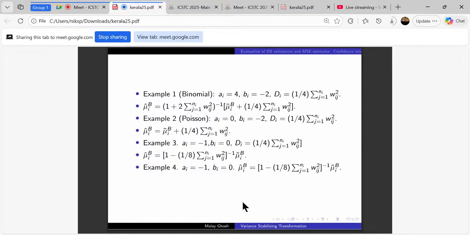Sample binomial, just a matter of illustration. First I wrote the mu i hat B, which is explicitly expressed in this way. This mu i tilde B, mu i tilde AB, we have done in our previous papers, but here we can easily get it by this equation's solution. Same thing for the Poisson, same thing for the other examples. 1, 2, 3. Let's move on and try to get some more results. Next slide, please.